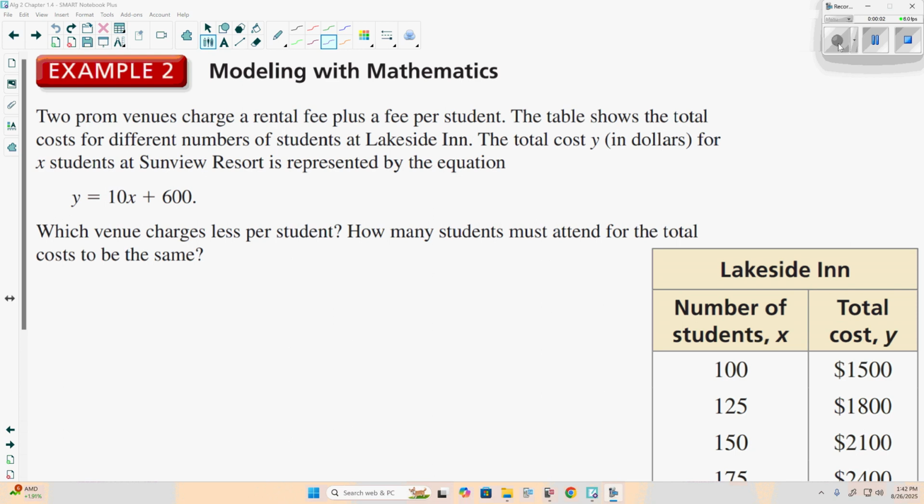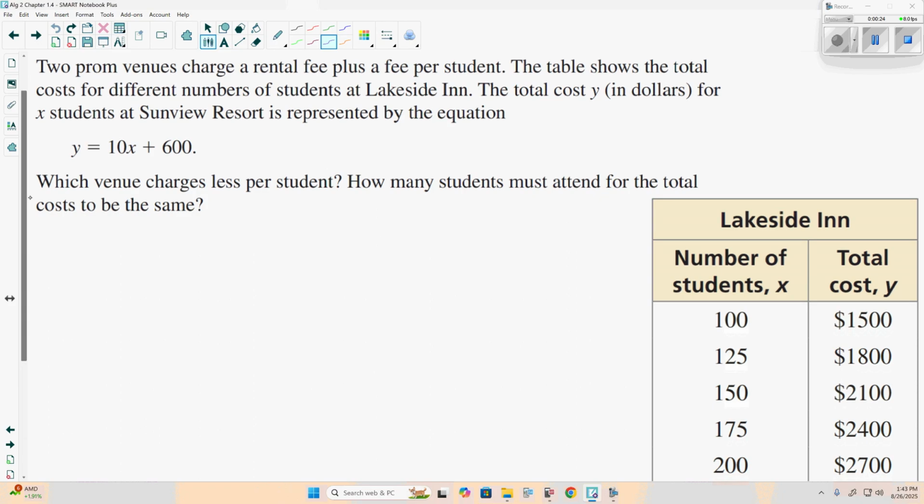So, what we're doing today is we're finishing up the note sheet over 1.4, equations of lines. Now, the first problem we're looking at here is this one. Two prom venues charge a rental fee plus a fee per student. The table shows the total cost of different number of students at Lakeside Inn. The total cost Y dollars for X students at Sunview Resort is represented by this equation.